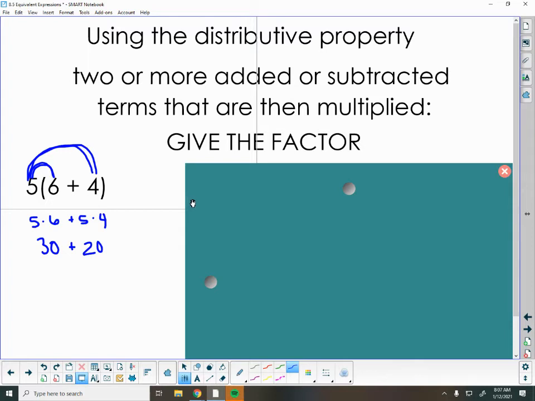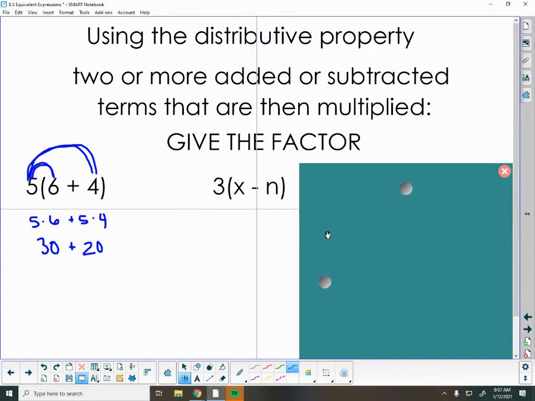So we're distributing. When you distribute something, that means you give the factor to both parts. A distribution center is a place that makes products and just gives them out to the companies. So we're giving the 5, we're giving the 5. So let's try another one here.